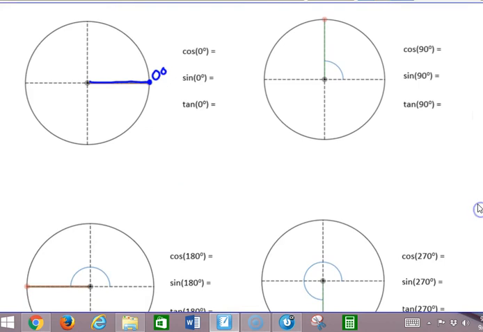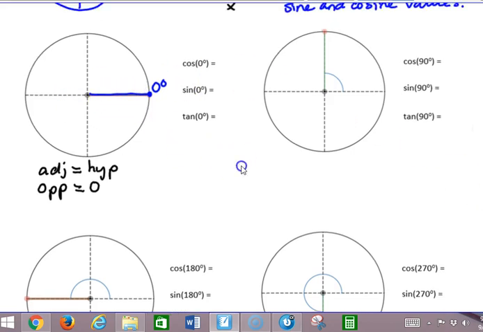So let's write that down. So right here we notice that the adjacent side equals the hypotenuse, and the opposite side equals 0. Notice here, adjacent side is right on top of the hypotenuse. So if we call this a unit circle, where the radius equals 1, that means the adjacent side and the hypotenuse are both equal to 1, but the opposite side is equal to 0.